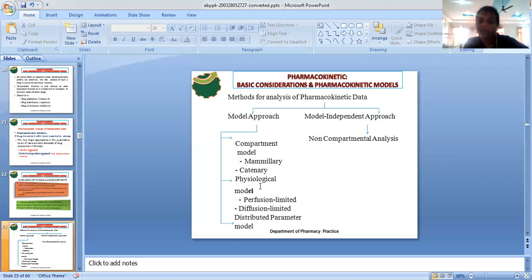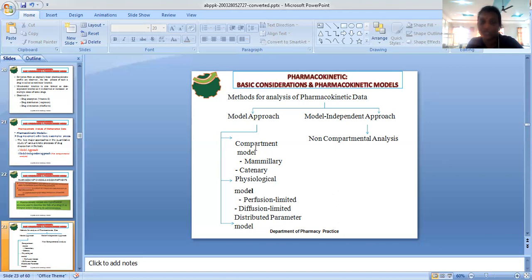And here, the physiological model analysis is done depending upon whether it is perfusion rate limited or diffusion rate limited. It can be classified into two types: the perfusion limited and the diffusion limited. These are the different models, simply the model approach and the model independent approach.